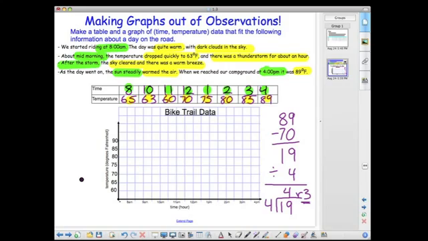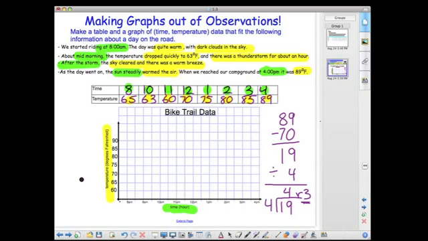So as I look at my coordinate graph, I need to have my axes in the right spot. Time is always on the x-axis. That's our dependent variable, so we know that that's the case. And we have temperature along the y-axis.